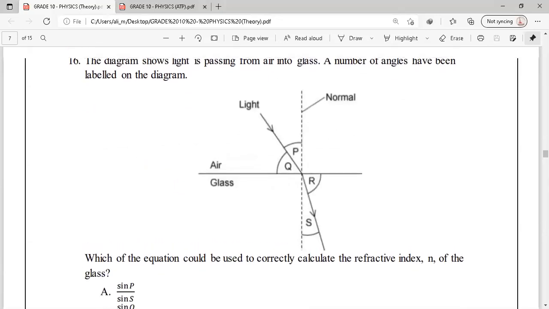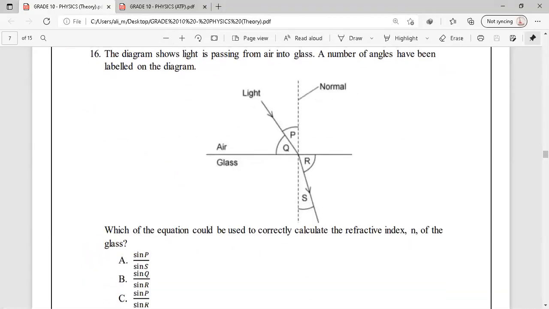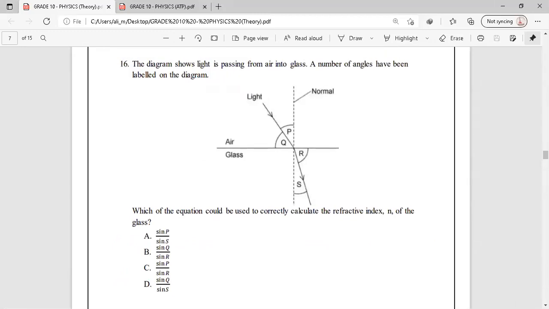Then we have question number 16. The diagram shows light passing from air into the glass, and the angle of incidence and refraction are angle P and angle S. This is the incident ray and this is the refracted ray. So, according to the second law of refraction, sine i over sine r is constant, or the refractive index. So here, sine P over sine S would be the right answer, that is equal to the refractive index.